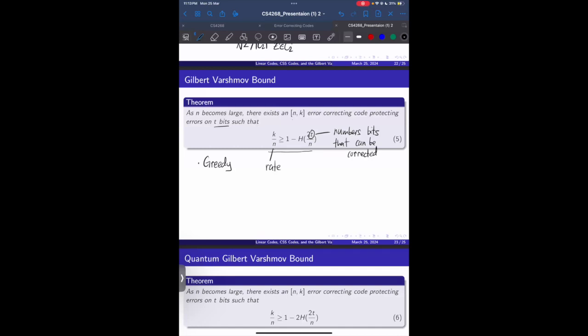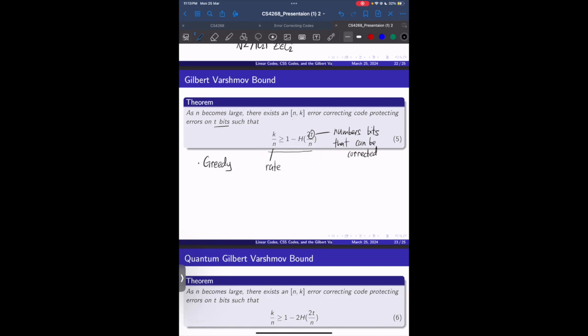Okay, so now we can talk about the Gilbert-Varshamov bound. Right, so it basically says that as n becomes large, there still exist error correcting codes that can protect up to t bits, such that this inequality holds. Right, so how did they establish this argument? Well, it's through a greedy argument.